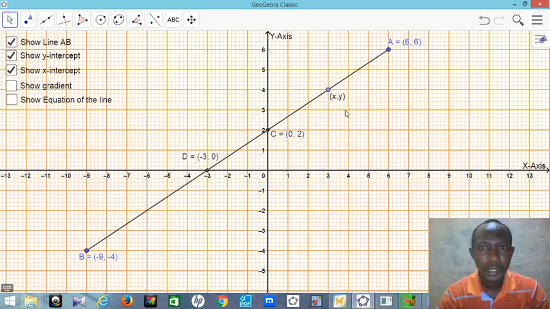I labeled this as x and y so that we can use it to derive the equation of the line. I'm trying to derive the formula to calculate the equation of a line when the intercept is given and a point is given. That's what I'm trying to do. So I don't need to put the actual value of this point, which is 3 and 4. That's why I'm using x and y.